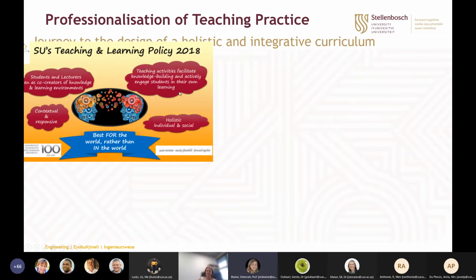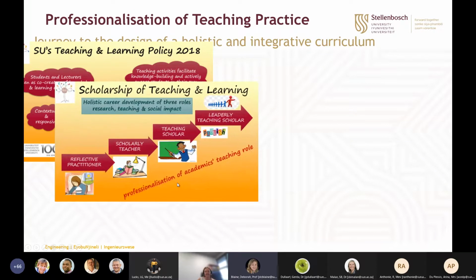Teaching activities should facilitate knowledge building and actively engage students in their own learning journey. It must be contextual and responsive, and it must be holistic with individual and social aspects. So those were guiding principles for me in looking at the design of the curriculum.